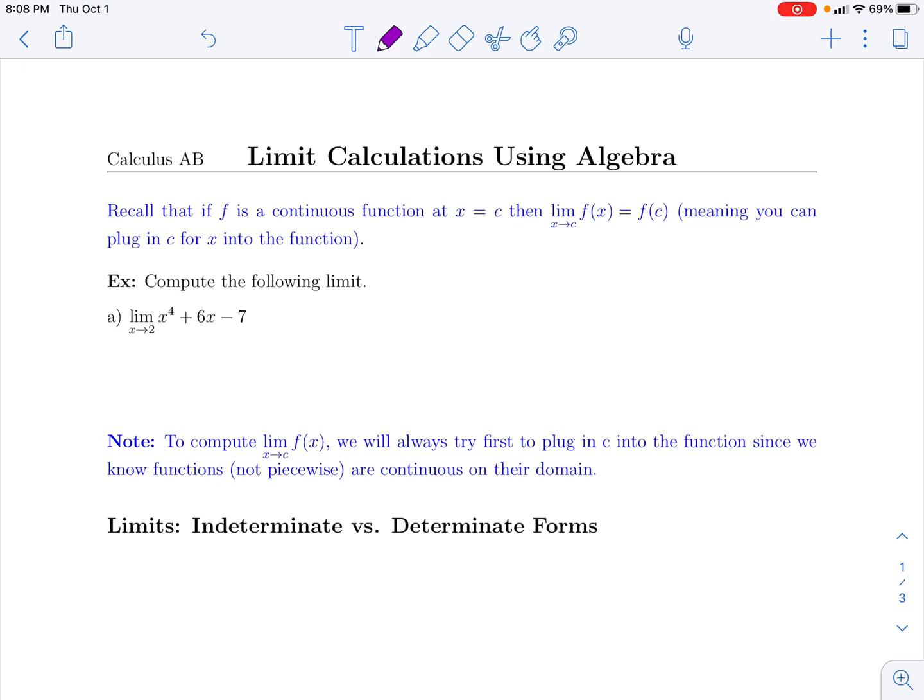So here I want to compute the limit as x approaches 2 of x to the fourth plus 6x minus 7. And so you want to recall that polynomials are continuous on all real numbers. And so that means that I can just plug in 2 into the function and that will give me the answer in terms of the limit.